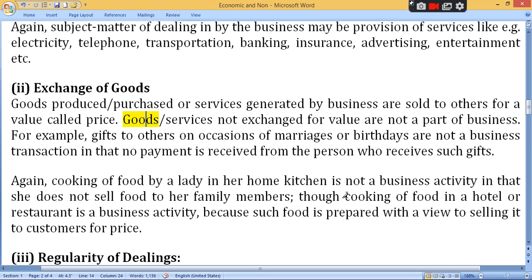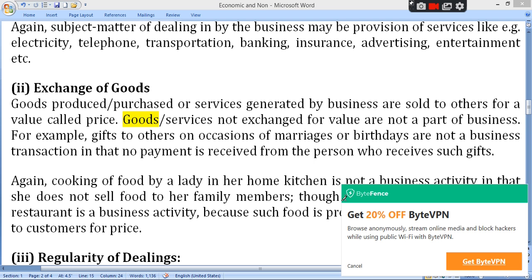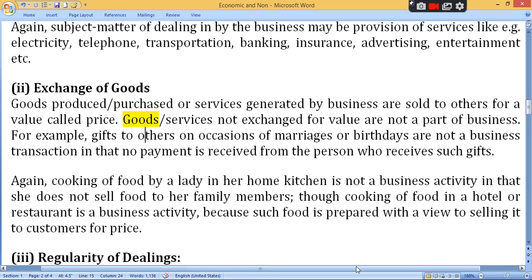Again, cooking of food by a lady in her home kitchen is not business. If any lady cooks for her own family, that is not part of business. She does not sell food to her family members. Though cooking of food in a hotel or restaurant is a business. Cooking at home is not part of business activity, but if it is cooking of food in a hotel or restaurant, then it is part of business activity. Then, regularity in dealing.